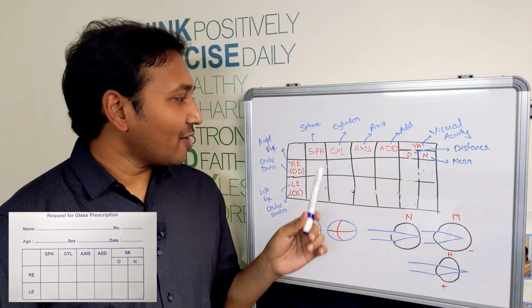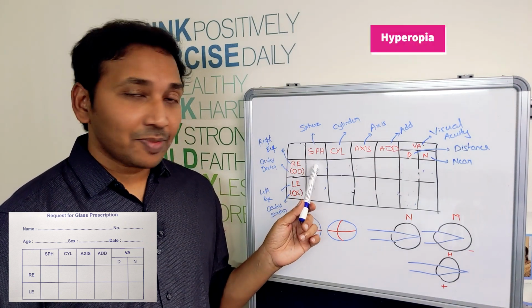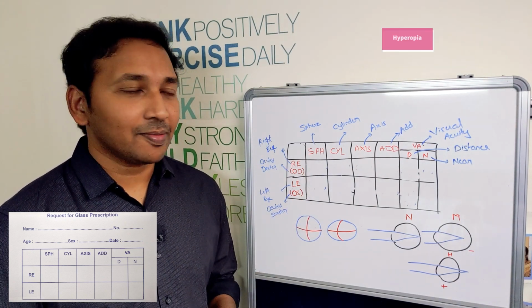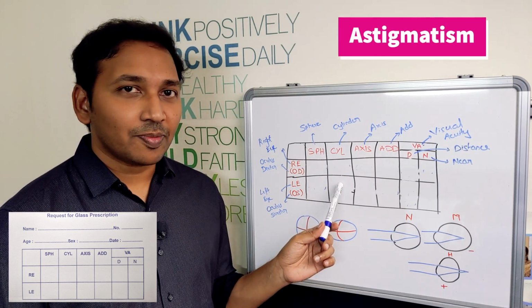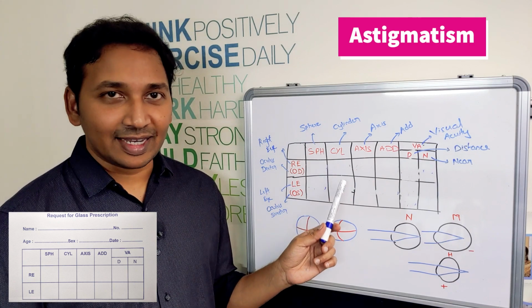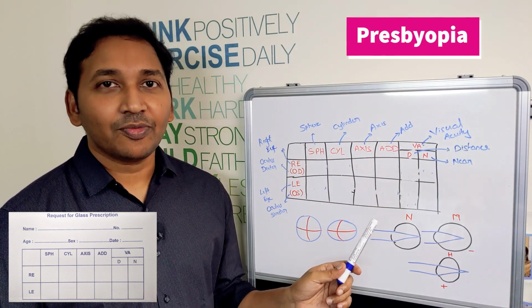To summarize, if you have a minus power in the sphere, that means you have myopia. If you have a plus power in the sphere, that means you have hyperopia or hypermetropia. If you have a cylindrical component with or without a spherical component, that means you have astigmatism. If you have additional power, that means you have presbyopia.